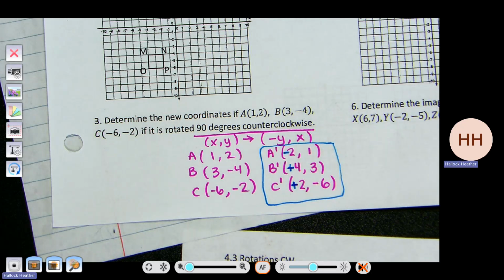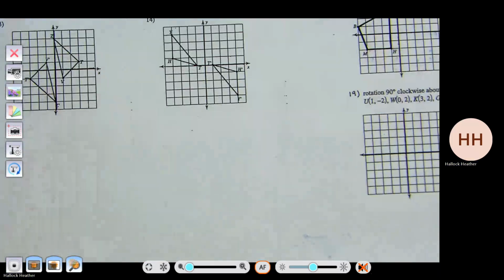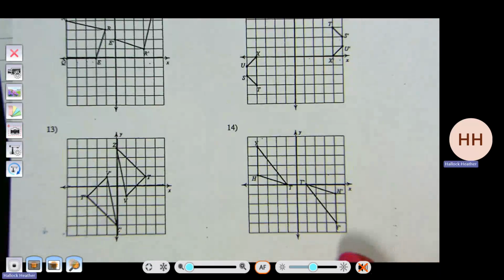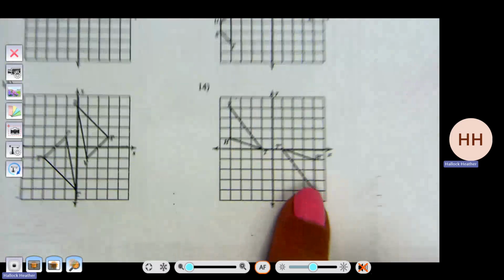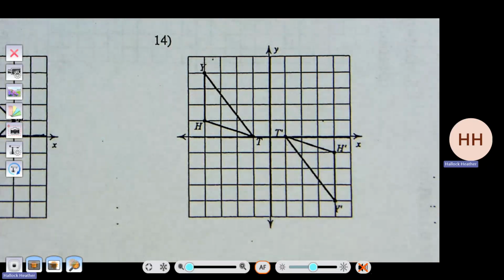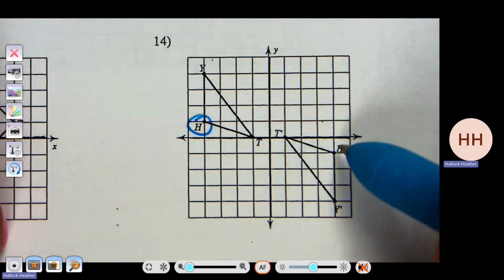Let's do one more on the back. Flip to number 14. So for 11, 12, 13, and 14, you need to write the rule. The rotation is already done. So if we look at 14, it's kind of confusing to look at the whole shape. So I would just pick one letter to look at. Somebody pick a letter on number 14. H. Okay, here's H. H prime. So I'm going to look at H and I'm only going to look at H prime. So H prime is over here.